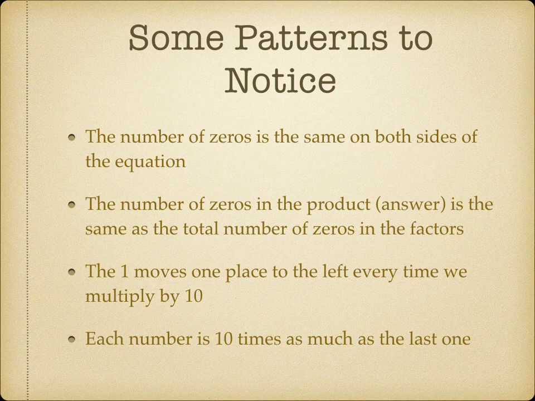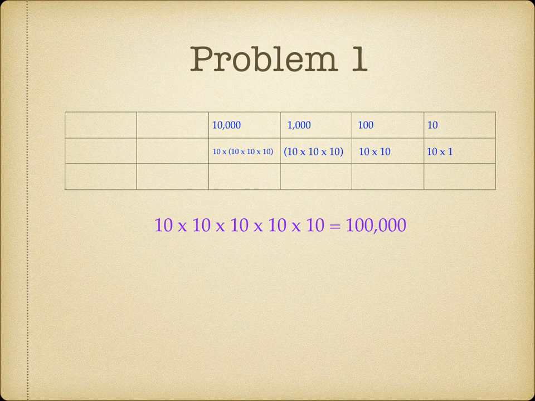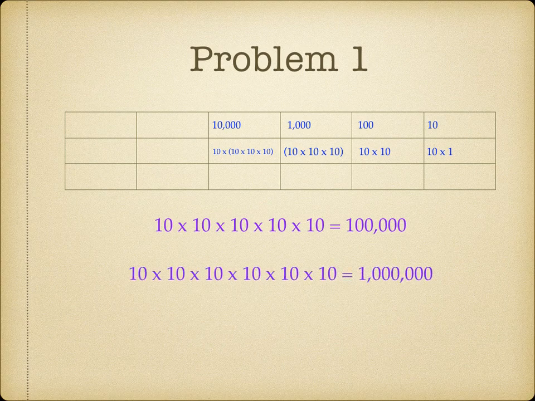So, going back to our chart. So we're going to keep going and say that 10 times 10 times 10 times 10 times 10 equals 100,000. If you notice, those 10s have 5 zeros altogether, and 100,000 has 5 zeros. We're also going to say 10 times 10 times 10 times 10 times 10 times 10 equals 1 million. Again, the 10s altogether have 6 zeros. 1 million has 6 zeros. And we're going to go ahead and add those up to our chart as well.